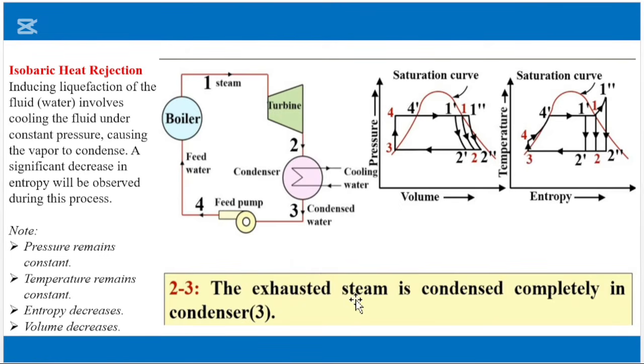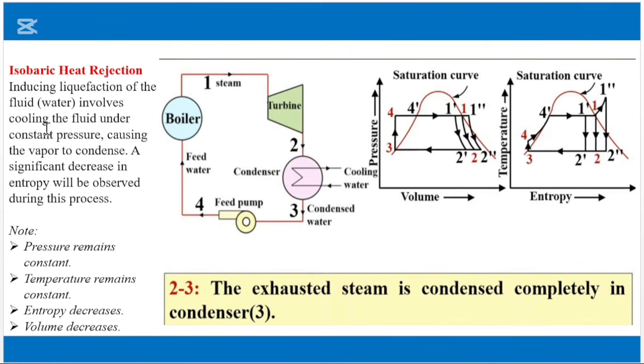The exhausted steam, we can use the word exhausted because it has already moved the turbine, is condensed completely in the condenser, and once the vapor changes into water, you can collect it into the tank. Now once you do this, the cycle completes. After that we can use the feed pump and put this water once again into the boiler. So the cycle is completing here.